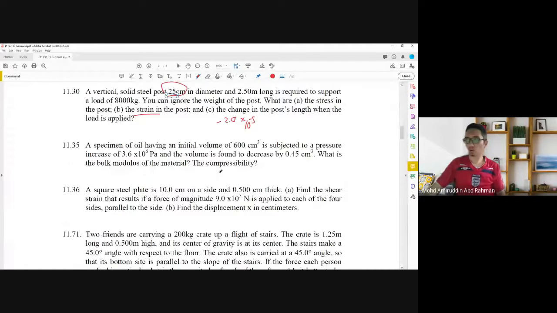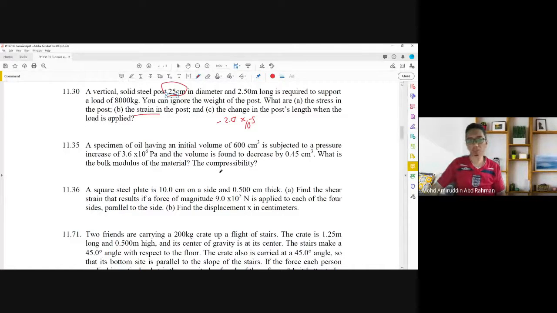Okay, so for bulk modulus, you know the equation of bulk modulus, right? It's B equals minus delta P, the change in the pressure, divided by the change in the volume over the initial volume. So the answer over here is 4.8 times 10 to the 9 Pascal. So that's the bulk modulus.